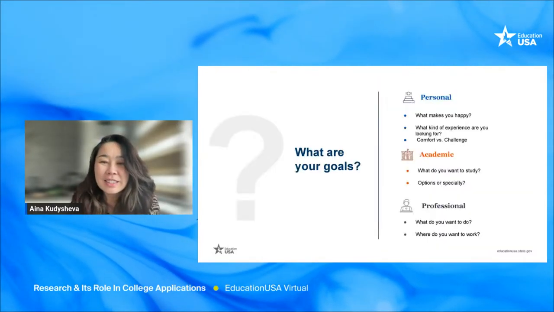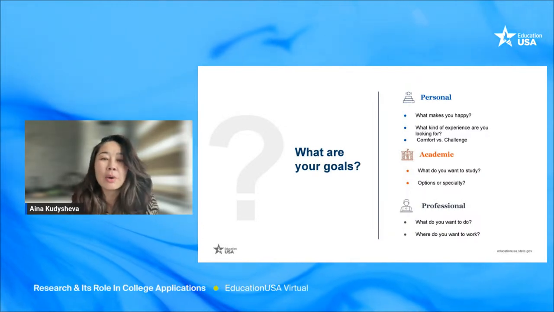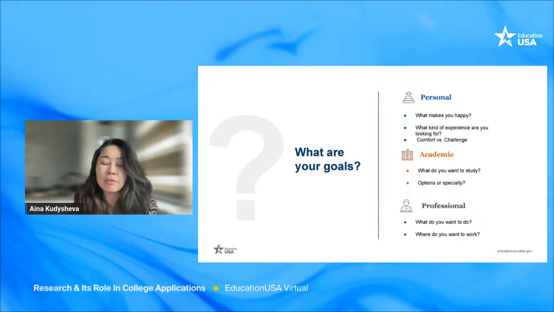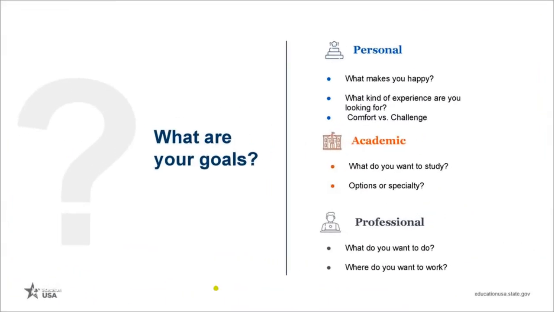Please, next slide. The first thing you have to ask yourself is, what are your goals? The goals will determine the university you're gonna choose. The goals will determine the place you're gonna live, and your goals will determine what you're gonna do for the next 4 or 5 years. The goals can be subdivided into personal, academic, and professional.